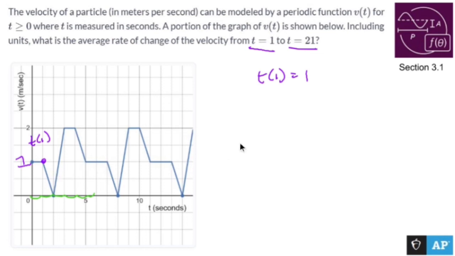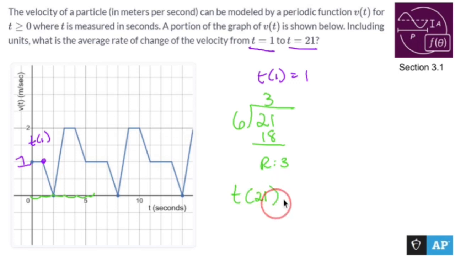In order for you to find out what's going to happen at 21, you take 6 and divide it into 21 and find your remainder. So 6 goes into 21 three times. 3 times 6 is 18. Your remainder is going to be 3. So v of 21 has the same behavior as v of 3. And at 3, 1, 2, 3, you get 2.